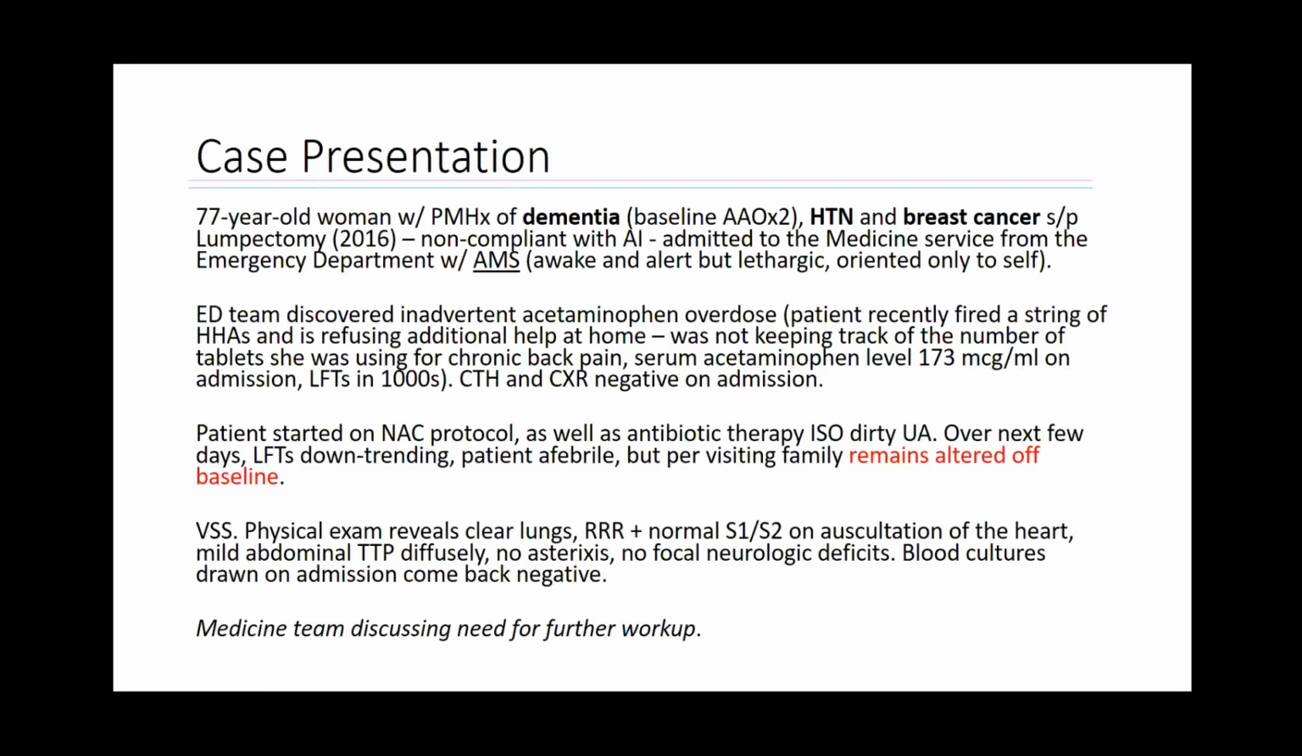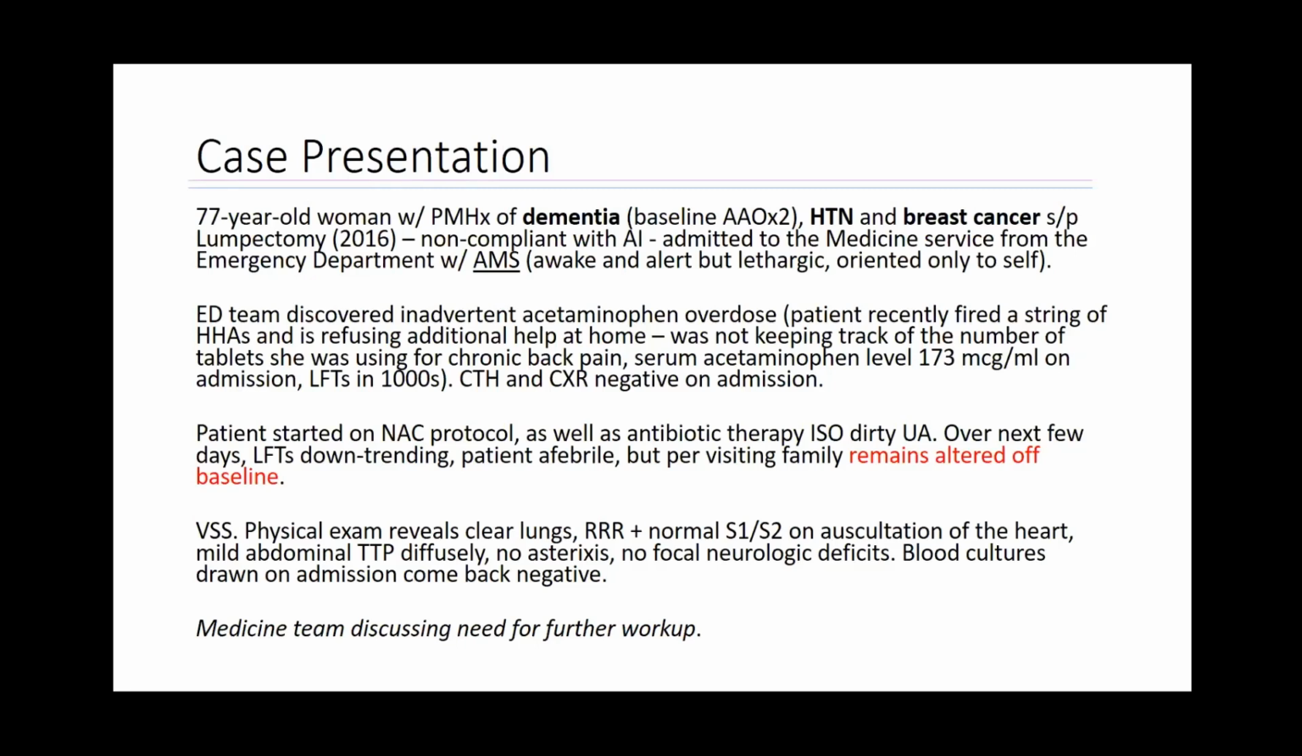Sure. 77-year-old woman with past medical history of dementia, baseline AO times 2, hypertension and breast cancer, status post-lumpectomy in 2016, non-compliant with AI, admitted to medicine service from the ED with altered mental status, awake and alert but lethargic, oriented only to self. ED team discovered inadvertent acetaminophen overdose. Patient recently fired a string of home health aides and is refusing additional help at home. Was not keeping track of the number of tablets she was using for chronic back pain.